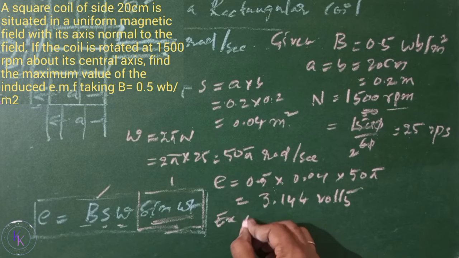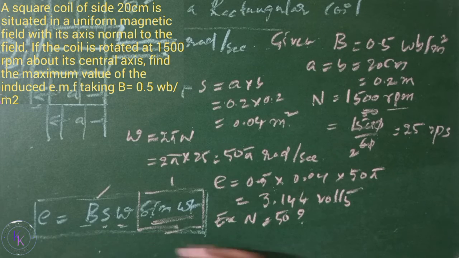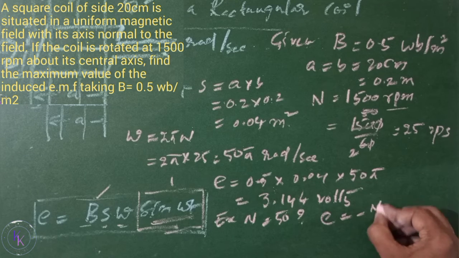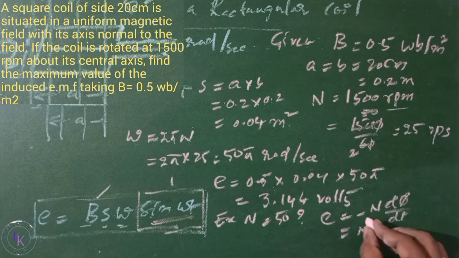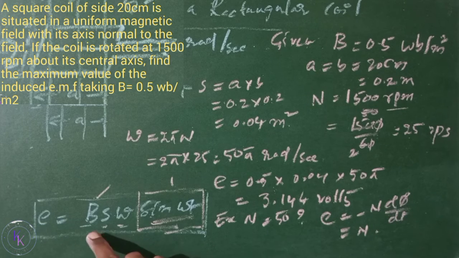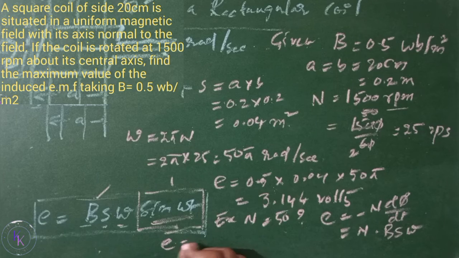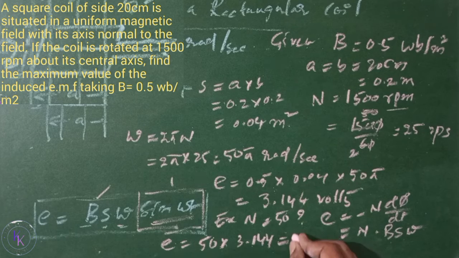For example, if the number of turns is 50, then what happens? The formula for induced EMF becomes E equals minus N d phi by dt, where minus d phi by dt is nothing but B S omega. Then, if the number of turns in the coil is 50, E equals 50 times 3.144, which equals 157.18 volts.